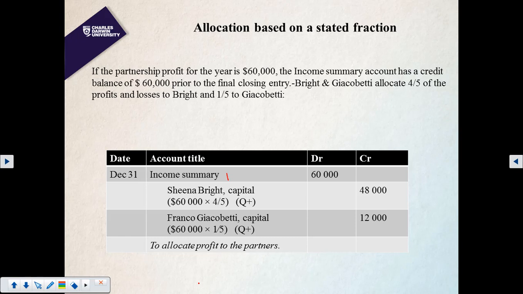What we are actually doing is transferring the profit to their capital accounts. Is that okay? That's why the capital is getting credit, because capital is what? Increasing or decreasing? Capital is increasing. So that's why capital is going to be credit, and that is the income. So we are actually dividing 4/5 and 1/5. So it's given 48,000 and 12,000 profit, and it is going to their accounts. Capital is going to be increased because net income is distributed between these two people.